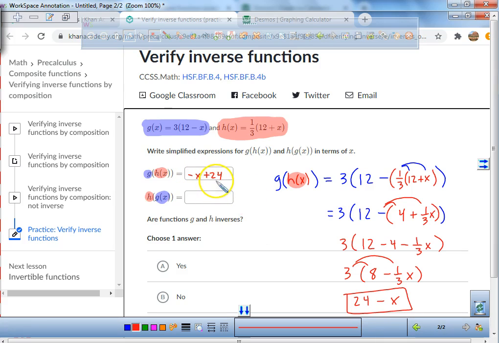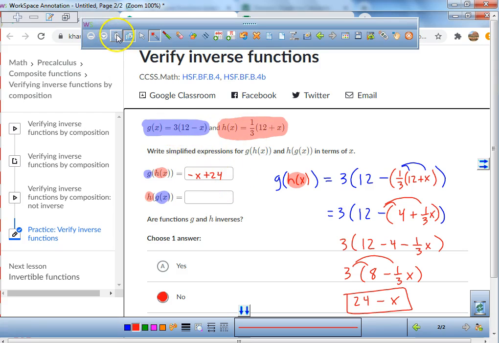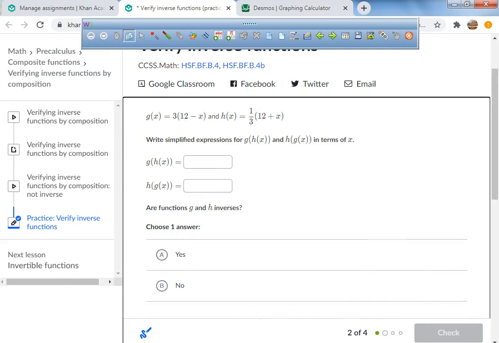Now let me tell you something. If I put negative x plus 24 right there, that is the simplified expression, but are these going to be inverses? Heck no, they're not going to be inverses, because what do we know they have to be in order to be an inverse? Just x. Okay? Now, you're like, wait a second, how do I check to see if this is correct? Well, we're going to use Desmos. So if you have this and this, we're going to go to Desmos right now.